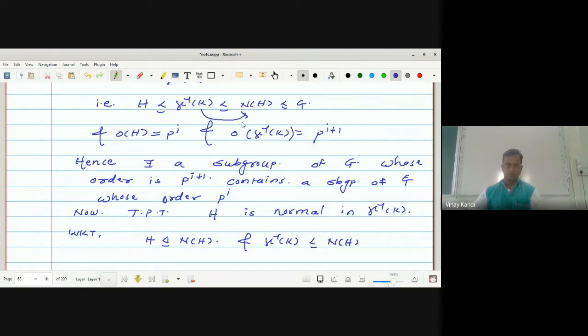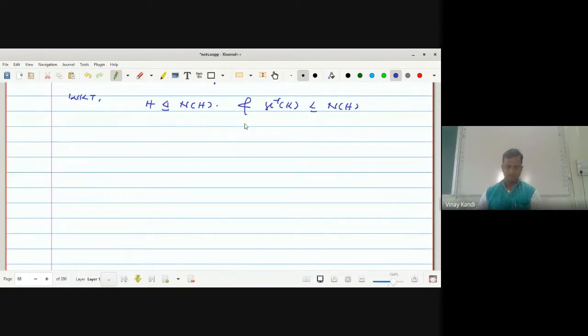Such that here H is a subgroup of sigma inverse of K, and this one is a subgroup of the normalizer of H. But we know that H is normal in the normalizer of H, so that implies H is again normal in sigma inverse of K. Hence H is normal in sigma inverse of K. The subgroup of order P raised to I is a normal subgroup of the subgroup of order P raised to I plus 1. Hence the proof.